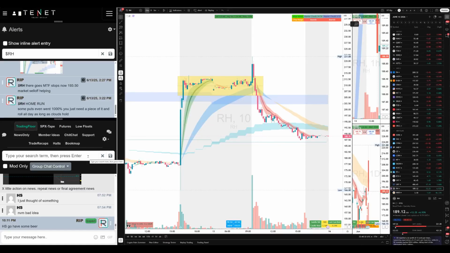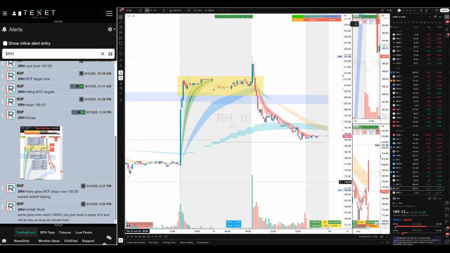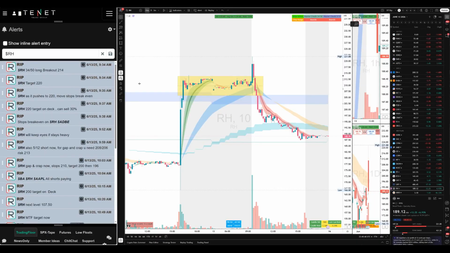And you don't really need to trade options. You can trade shares, you can trade next week options, whatever you want to do, you can do that. But that's how you do it. So anyways, that was RH.